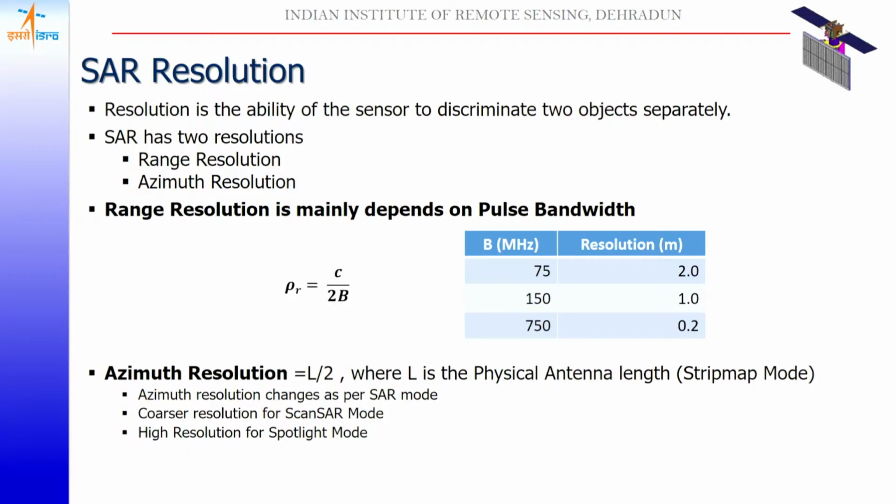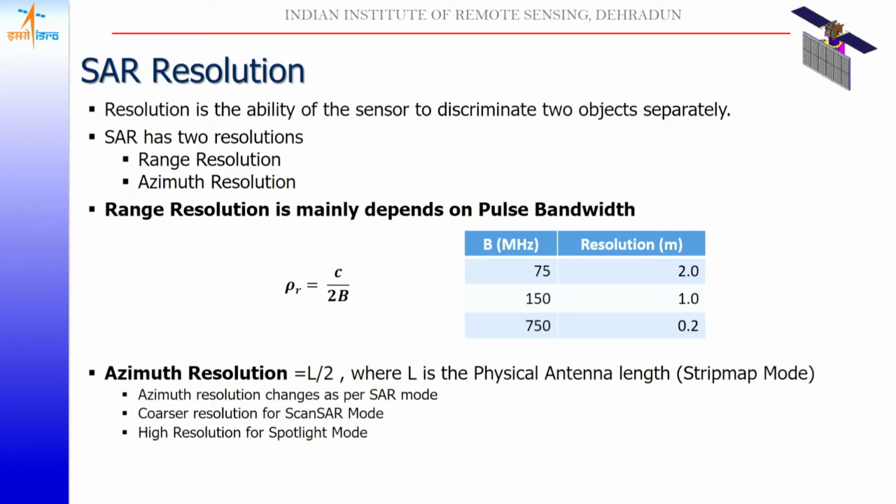So in the case of SAR, we have basically two types, and the resolution cell is also not square because they are not equal. We have a different range resolution and a different azimuth resolution. So we can have a rectangular resolution cell, and the range resolution you can say has the formulation C by 2B. C is the speed of light and B is the bandwidth of the signal.